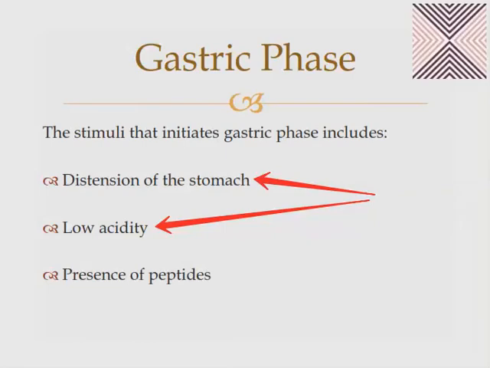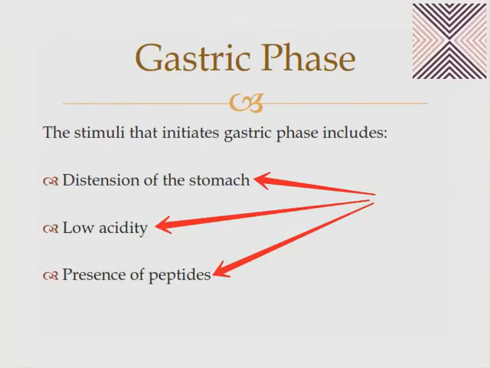Third, it is the presence of peptides. That means if you have protein in the stomach, so if you have some peptides in the food, it will stimulate the gastric phase. So that means it will be generating the stimulus for the secretion of the hormones which are stimulating the stomach itself for the digestion.